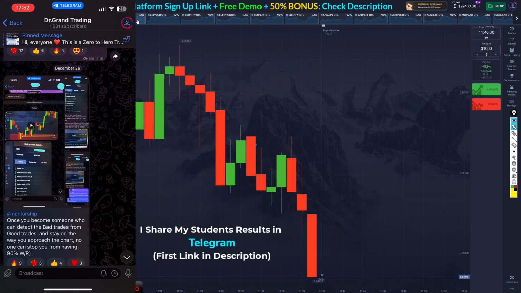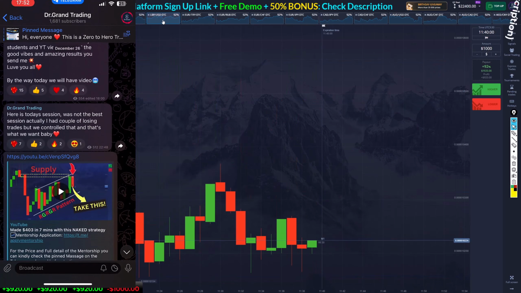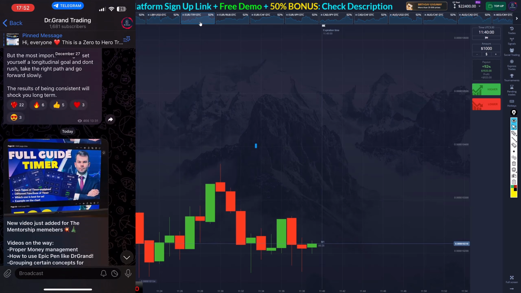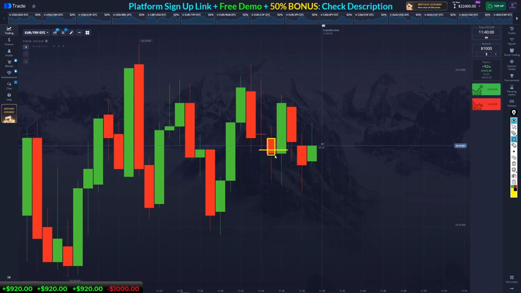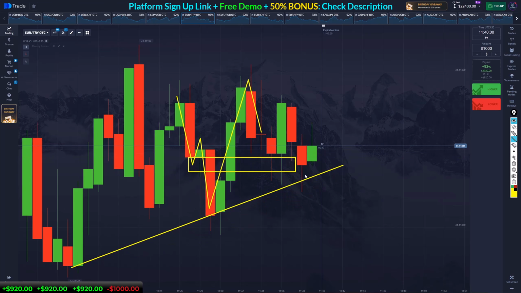Let's just see. Okay, we have another doji break right here. You can see after breaking this doji, we got the retracement. It's also combined with this QM. So it's a good thing to take, okay?